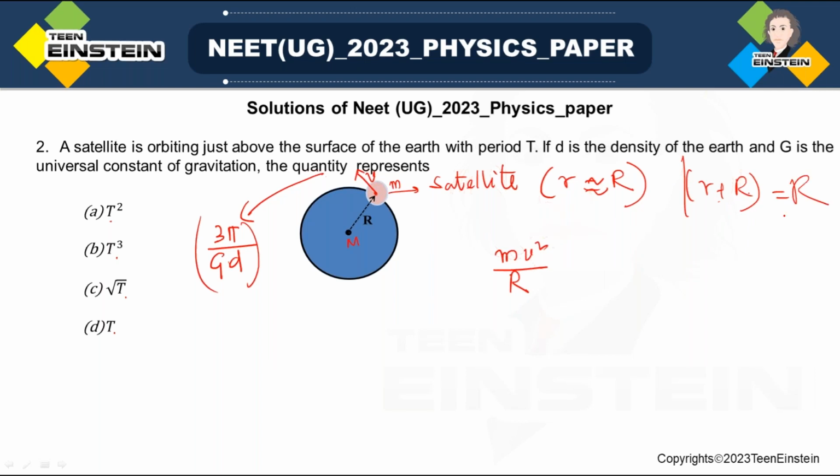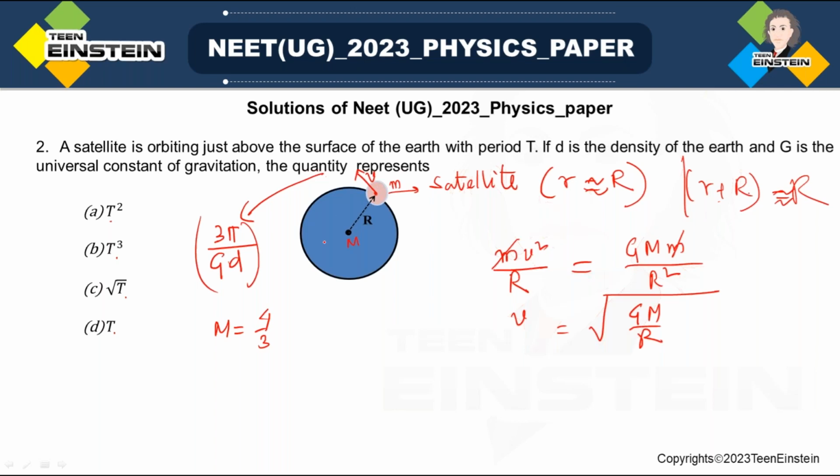And this will be equal to, see, this centripetal force is given by the Earth's gravitation, so G M m by R square. Now look, m cancels. So the orbital velocity v will be root over G M by R. Here M is the mass of the Earth. Since the density is uniform, mass can be replaced by this.